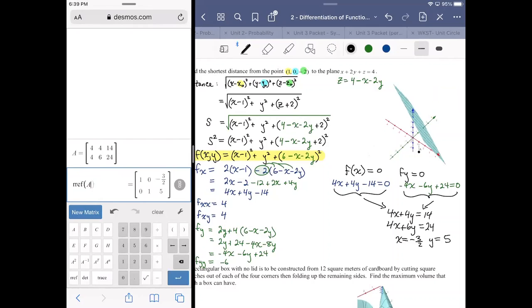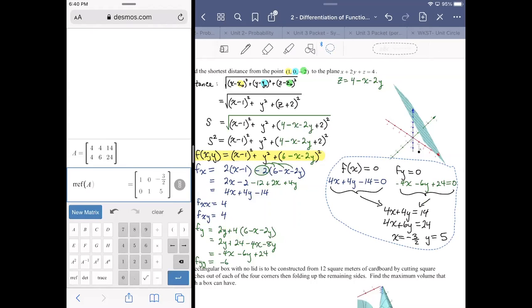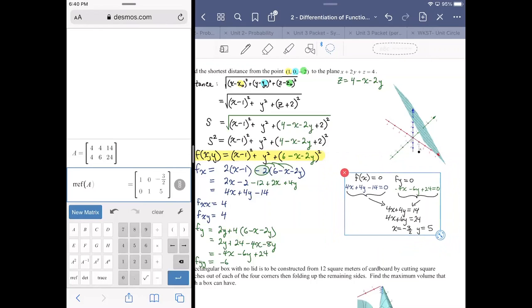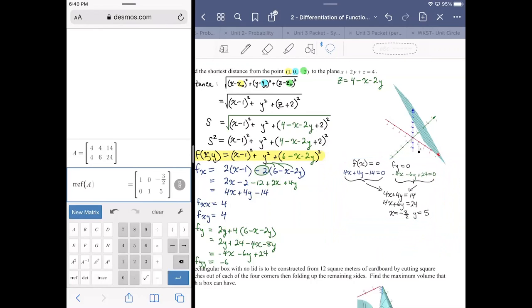All right, so we have our system that worked out nicely in terms of the actual values. I would have liked whole numbers, but we'll settle for what we have. Now we just have to verify that this is going to give me a relative or a local min. All right, so I need the f at negative 3/2 comma 5.